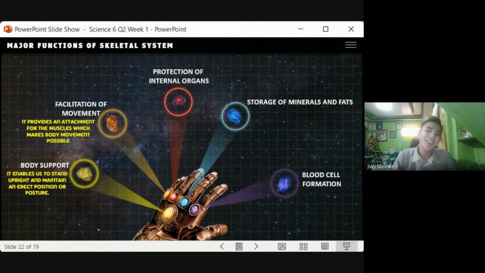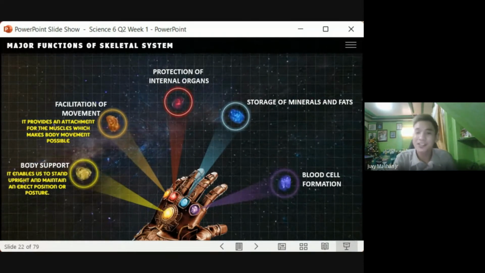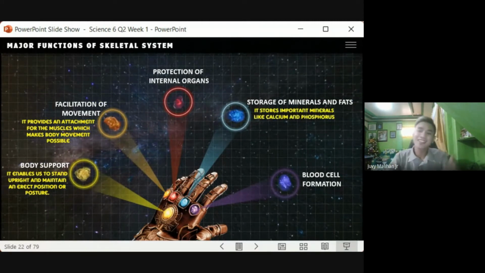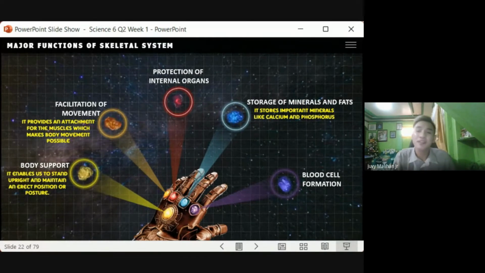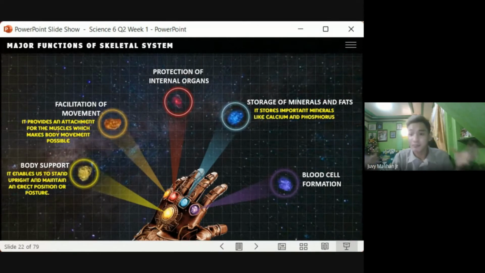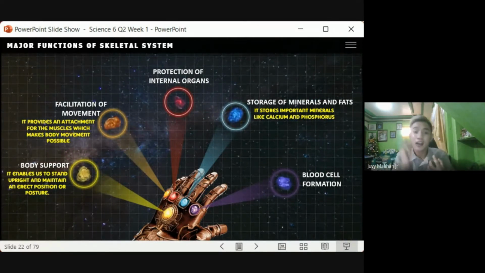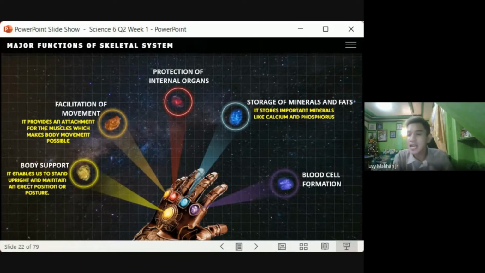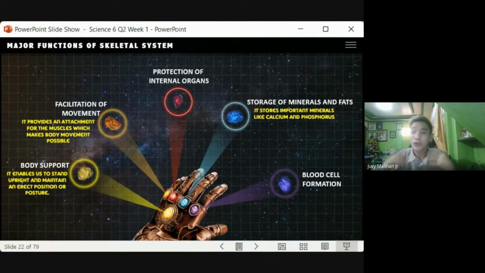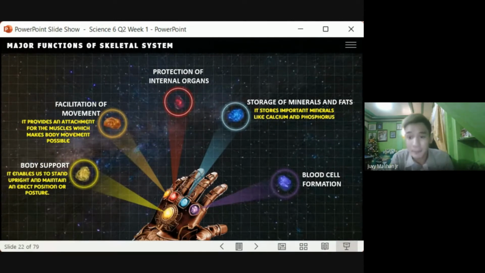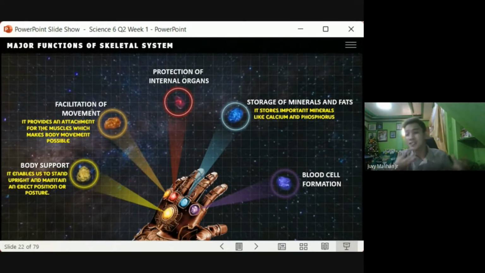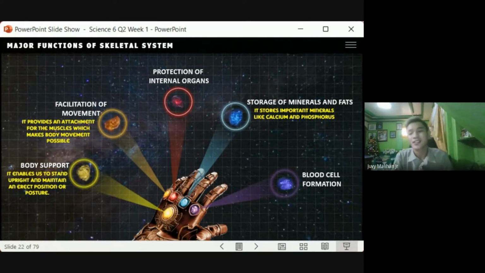Okay, so next is the skeletal system serves as the storage of minerals and fats. Alright, so the skeletal system class stores important minerals like calcium and phosphorus, releases them to the blood, and these minerals like calcium and phosphorus class make our bones strong. So it is needed for the body class to make protein for growth and cell repair. Okay, so that's how important our bones are because it stores a lot of minerals and fats.